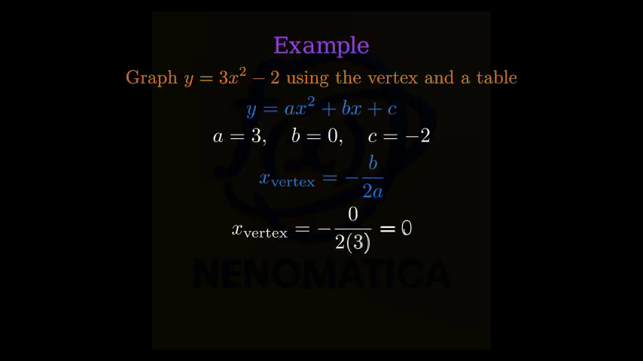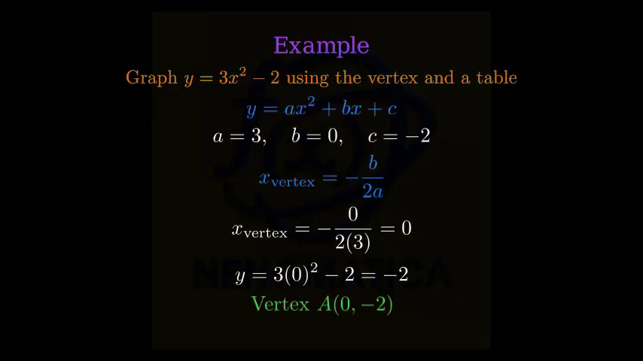Step 3. Plug x equals 0 into the function to get the y-coordinate of the vertex. y equals 3 times 0 squared minus 2, which is negative 2. Therefore, the vertex is the point (0, negative 2), and the axis of symmetry is x equals 0.